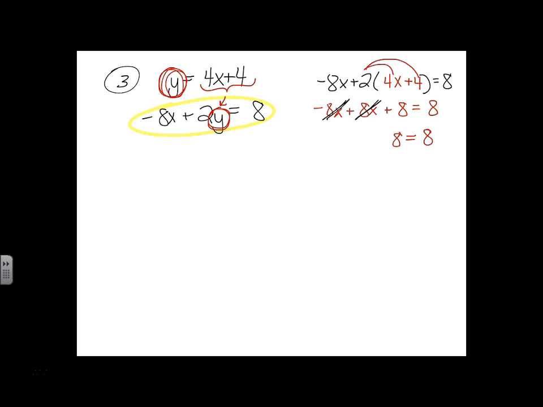Okay, now there were some weird answers back here. 8 equals 8, you have to say true or false. True or false, 8 equals 8? True. Remember what happens if it's true? It can either be one solution, x equals, y equals. Or it can be inconsistent, no solution, or it can be consistent, infinitely many. This is infinitely many. If it was false, we would say none.